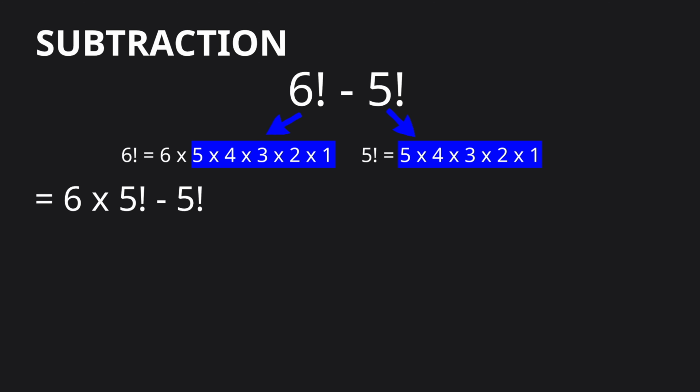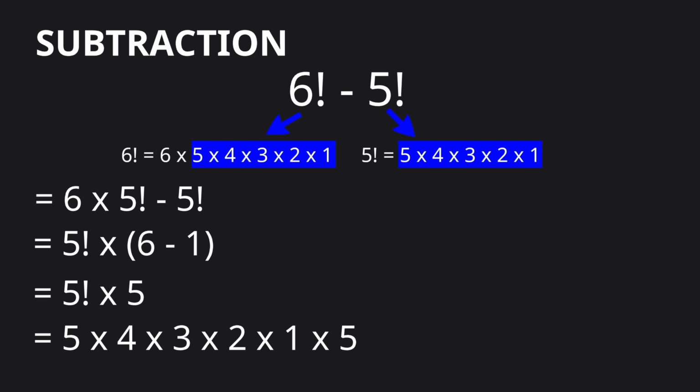We have 5 factorial twice, so we can write this as 5 factorial times, in parentheses, 6 minus 1. Now since we know that 6 minus 1 is 5, we know that 6 factorial minus 5 factorial is actually the same as 5 factorial times 5. So that's equal to 5 times 4 times 3 times 2 times 1 times 5. And so we get our answer, 600.